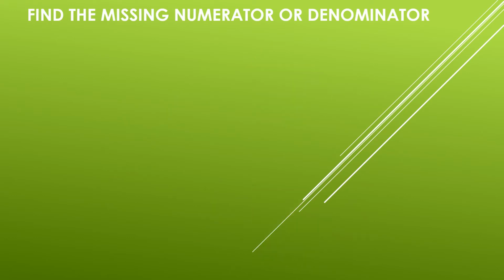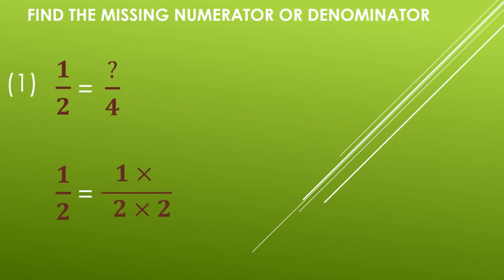Find the missing numerator or denominator. Question number 1. 1 upon 2 is equal to dash upon 4. See here, the denominator is given and we need to find the numerator. So tell me what we have to do in this question. Multiplication or division? Yes, multiplication. So which number will you multiply to 2 to get 4 in denominator? Yes, 2 because 2 2s are 4.